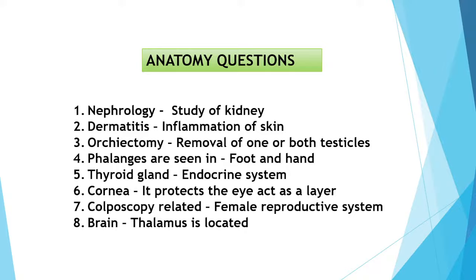Colposcopy is related to the female reproductive system. Next is the brain. The brain is related to the thalamus, and the thalamus is located in the brain. So guys, just note all these points in your notebook or textbook.